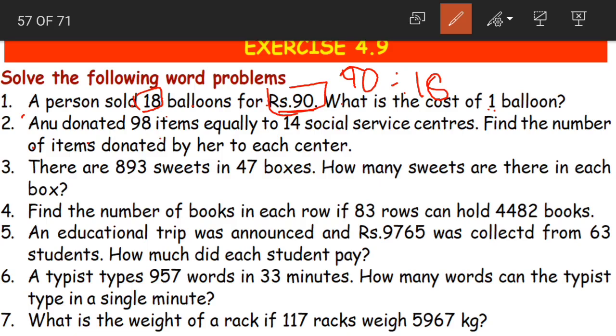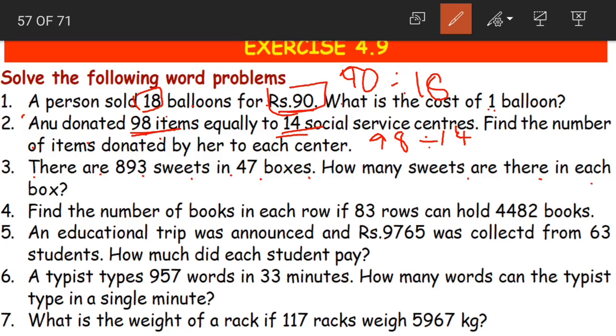Coming to the second one, Anu donated 98 items equally to 14 social service centers. Find the number of items donated by her to each center. What did Anu do? She had 98 items which she donated equally to 14 centers. Yes, she distributed those 98 items among 14 centers. Now what should we find out? How many items did she donate to each center? How to find it? The total number of items divided by the total number of centers. 98 divided by 14.